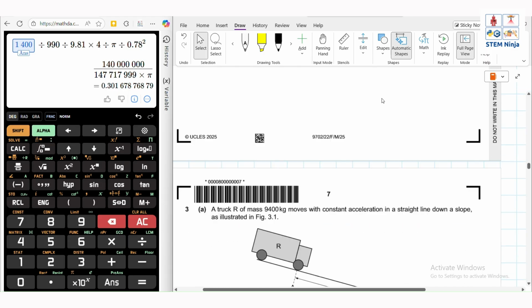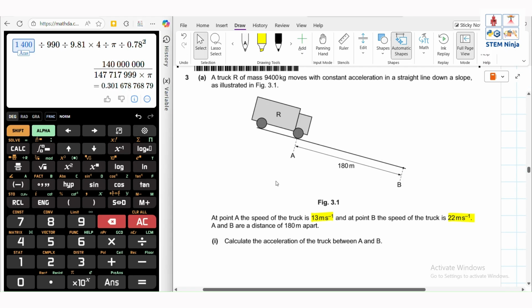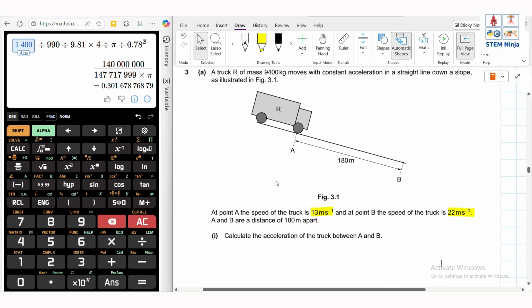All right, moving forward. A truck R of mass 9400 kg moves with a constant acceleration in a straight line down the slope, as illustrated. At point A, the speed of the truck is 13 meters per second, and at point B, the speed of the truck is 22. A and B are a distance of 180 meters apart. Calculate the acceleration of the truck between A and B.